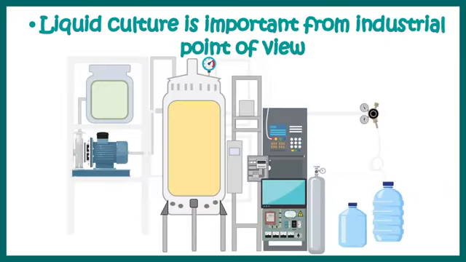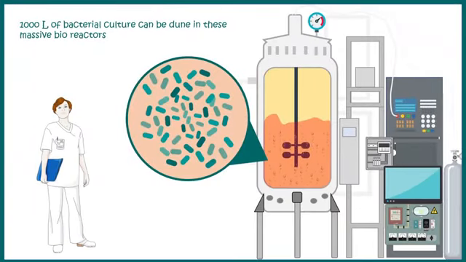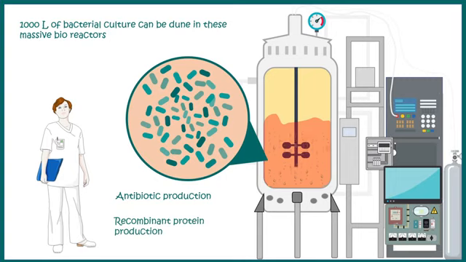Now, from an industrial perspective, liquid culture systems are really important because in industry, we can grow thousands of liters of bacterial culture to get various products, such as in the antibiotic industry. They need to grow bacteria in bulk in order to extract antibiotics from them. Also think about an industry which involves production of insulin or other kinds of recombinant proteins. There they need to produce a huge amount of biomass, from which they can extract that particular product. So from an industrial point of view, liquid culture is really important.